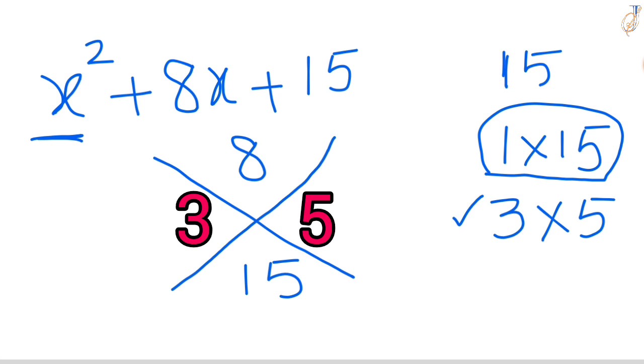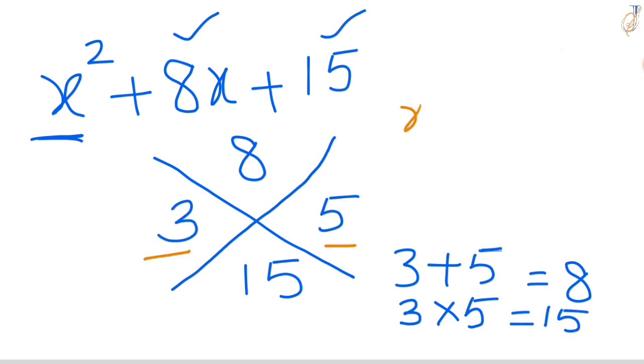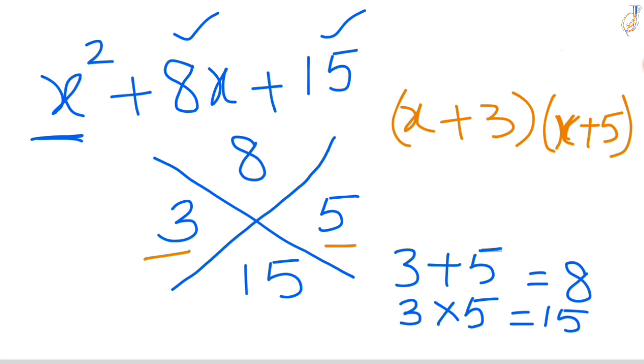Check the conditions. The first condition: when you add the two numbers, you should get the value of the coefficient of x. So the first condition is satisfied. The second condition: when you multiply the two numbers, you should get the constant value. The second condition is also satisfied. These are the factors. You have to write x plus 3, x plus 5. Keep in mind, always check the signs when you solve quadratic equations. Like this, you can simply find the factors using this cross multiplication method.